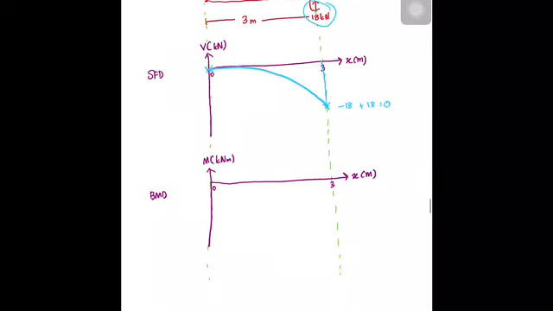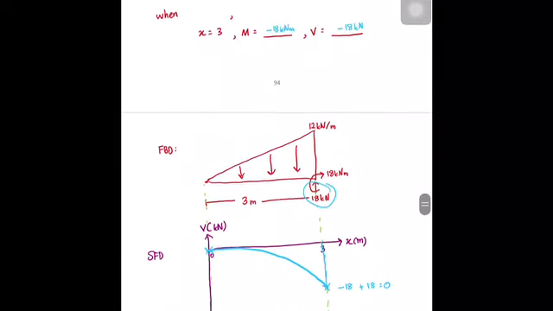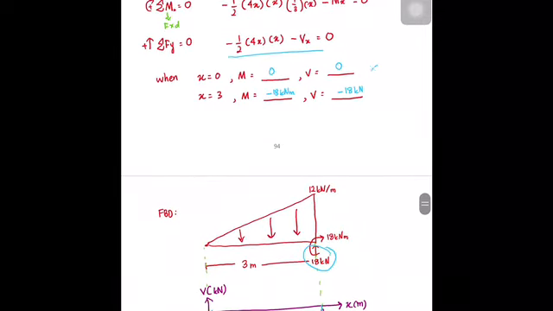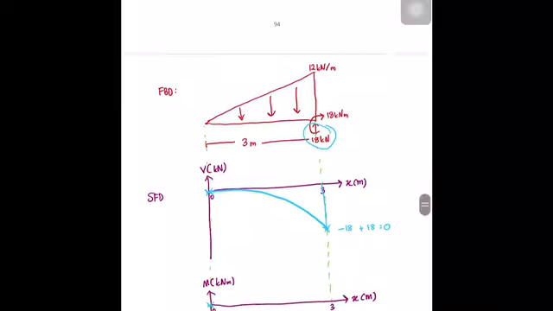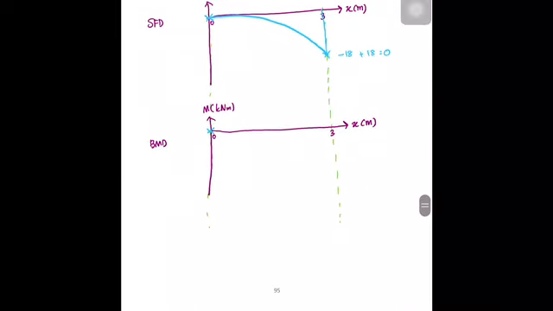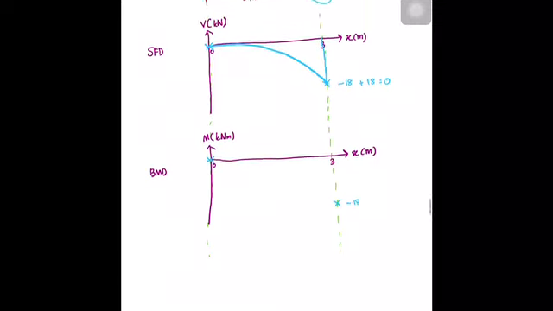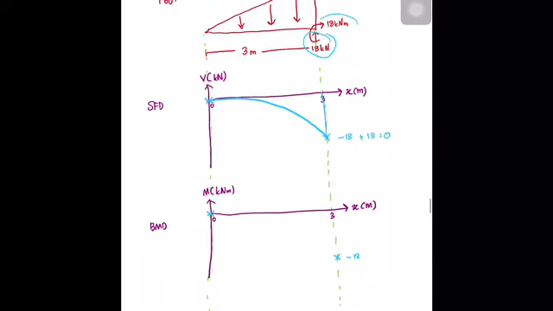Okay, now for the BMD it is the same. So refer back to your values here, and then you plot. When x is equal to 0, the moment is equal to 0. When x is equal to 3, your moment is equal to negative 18 kilonewton meter, and at here you have 18 kilonewton meter clockwise. So clockwise is positive, then 18 is equal to 0.